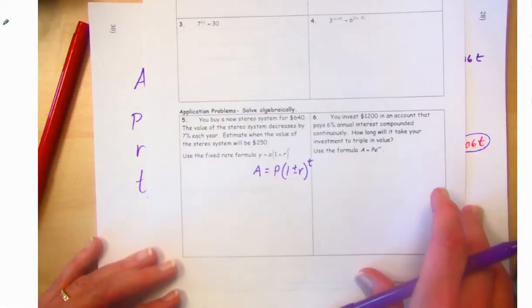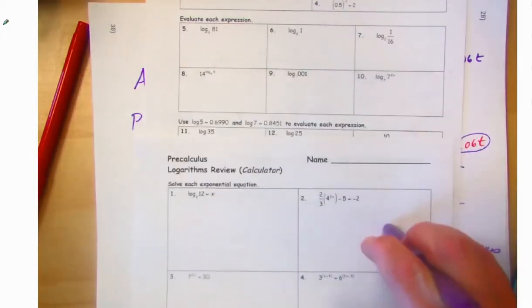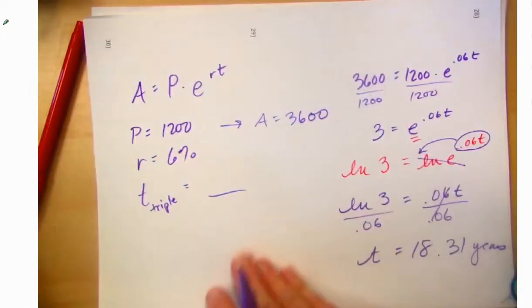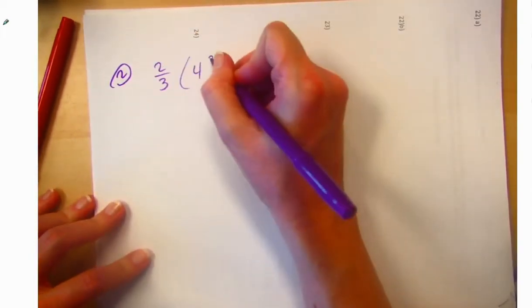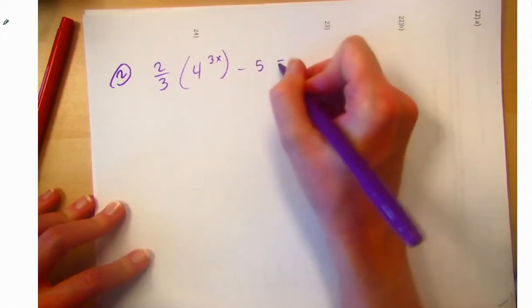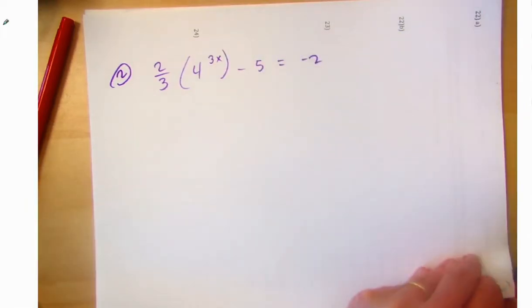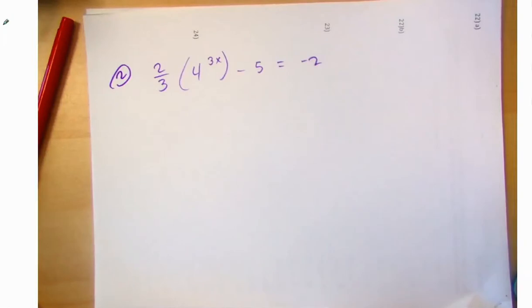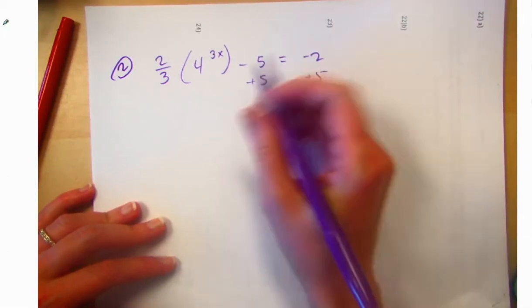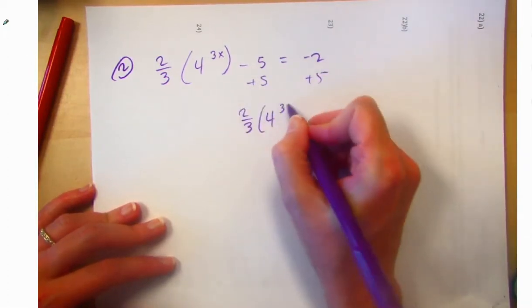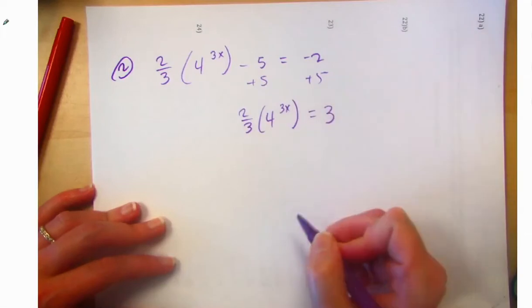All right, anybody else on the log sheet? Number 2 right back up here, okay? Number 2 is 2/3 of 4 to the 3x minus 5 equals -2. This is a great one, Autumn, to just think about. We're solving an algebra equation here, so we have to do inverse operations. So add the 5, and we get 2/3 of 4 to the 3x equals 3.